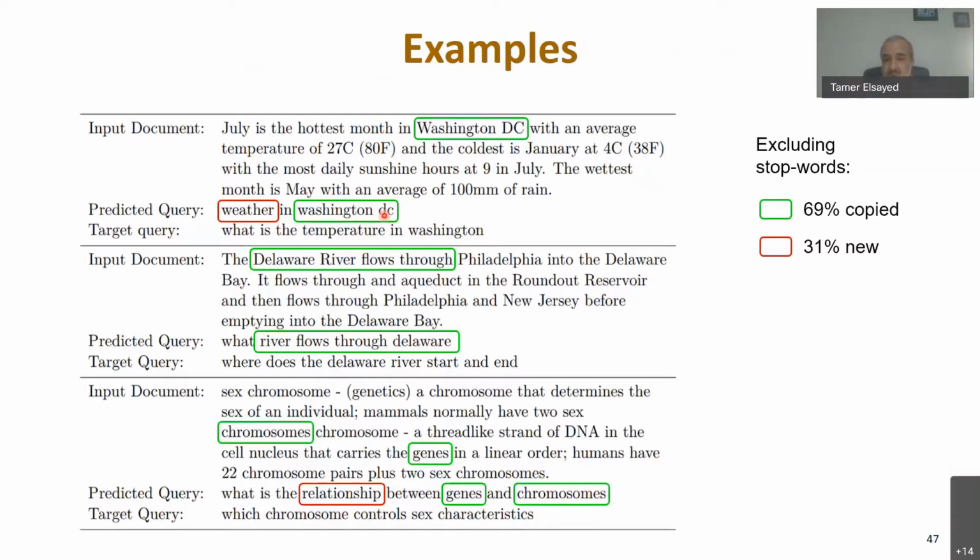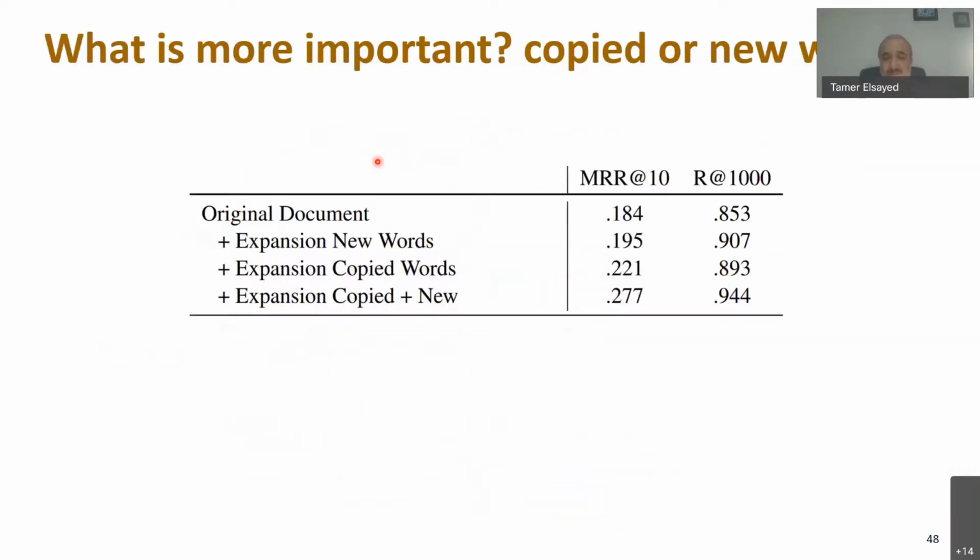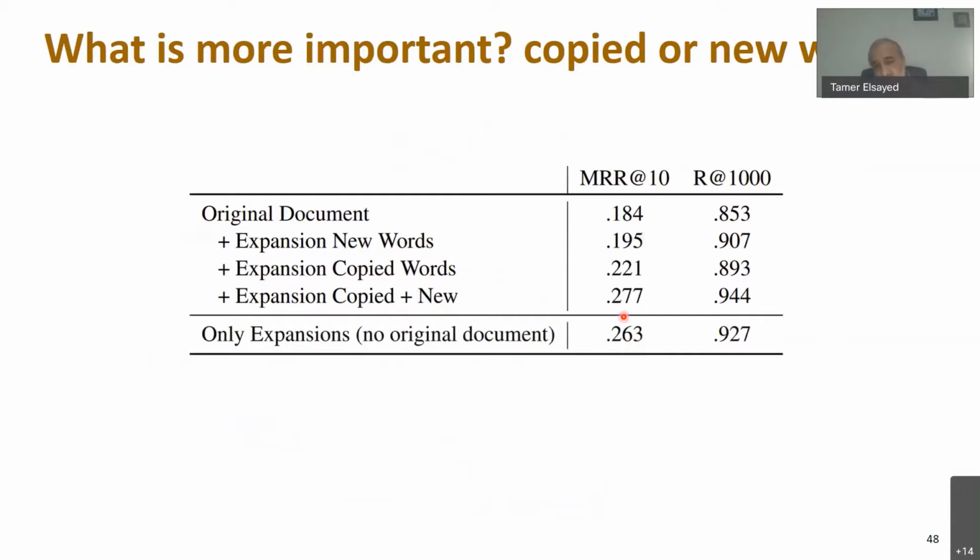Okay, what happens? Remember, we changed the document completely. So the indexed document will be this one, not this one anymore. Much shorter, of course. What happens? The performance actually increases, not of course on this new line, but on the original one even. That means that the expanded query only better represents the document than the entire document itself.